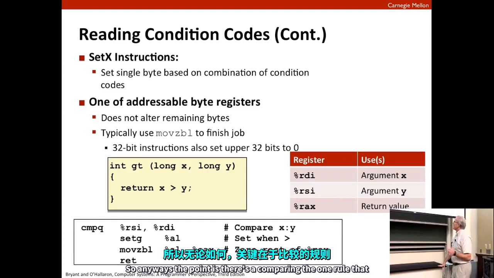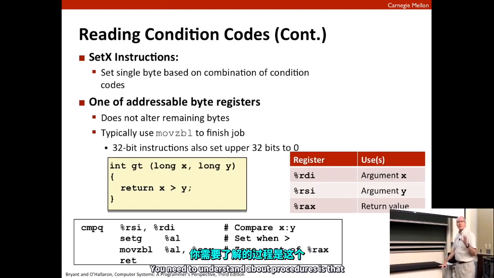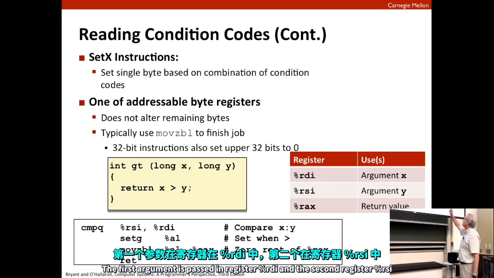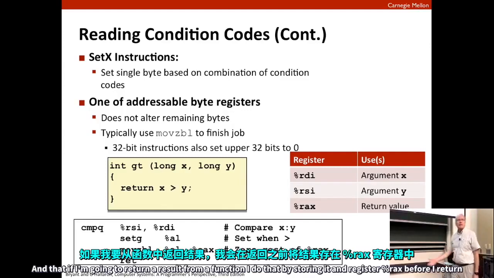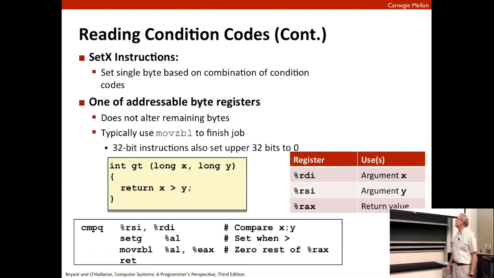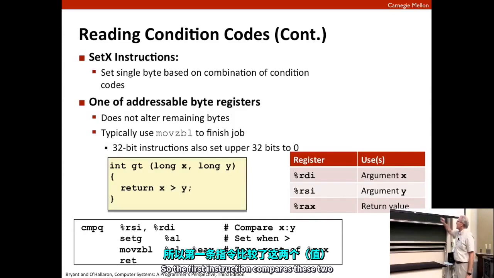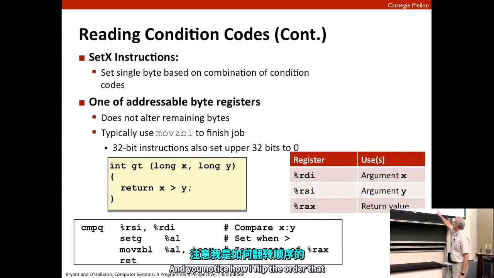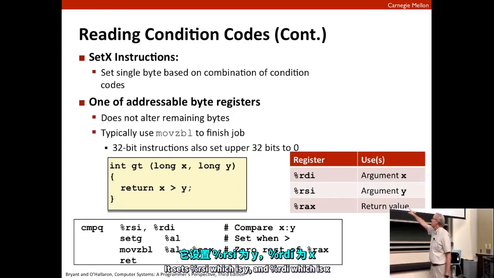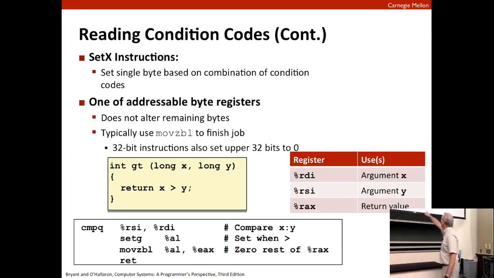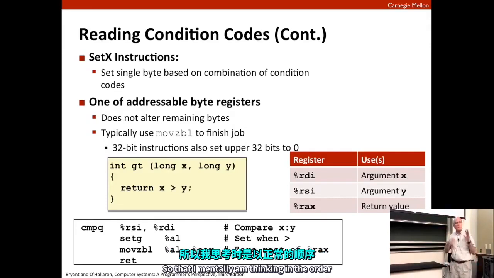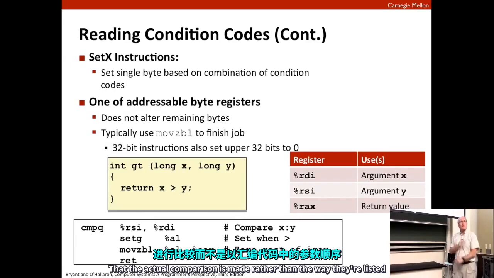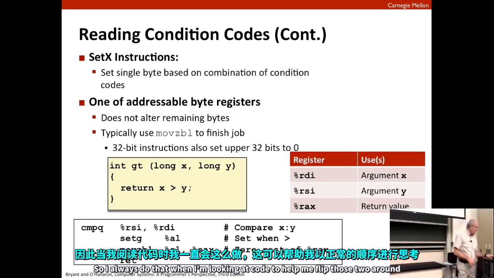So anyways, the one rule that you need to understand about procedures is that the first argument is passed in register RDI and the second in register RSI, and that if I'm going to return a result from a function, I do that by storing it in register RAX before I return. So the first instruction compares these two, and you notice how I flip the order, that it says RSI, which is Y, and RDI, which is X. But when I annotate it, I say X to Y, so that I mentally am thinking in the order that the actual comparison is made rather than the way they're listed. So I always do that when I'm looking at code to help me flip those two around.